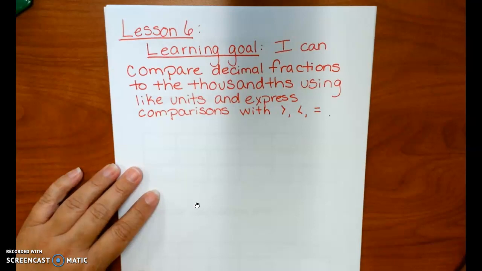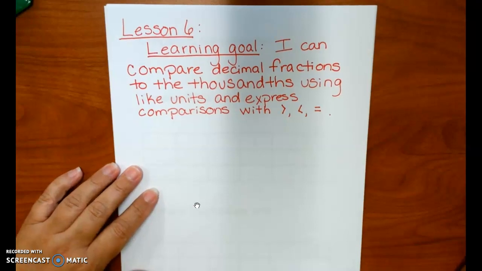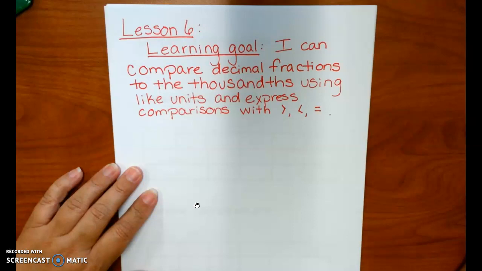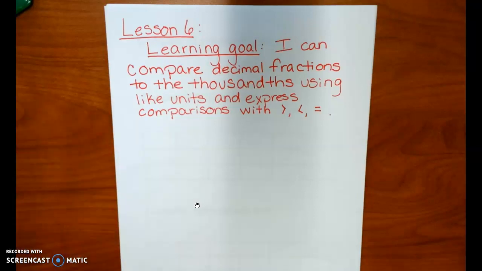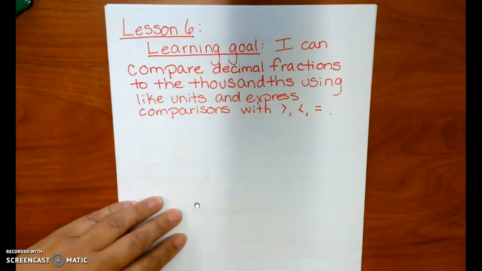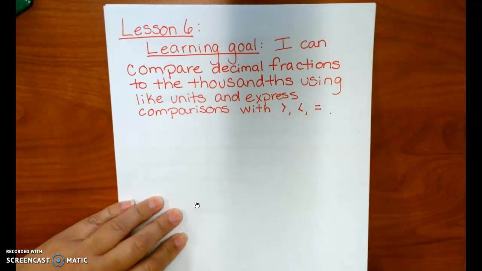So we're going to continue with Mission 1, Lesson 6 today. Our learning goal is still the same as yesterday. I can compare decimal fractions to the thousandths using like units and express comparisons with greater than, less than, and equal to. So again, we're just comparing decimals, and we're going to be able to write greater than, less than, and equal to statements.